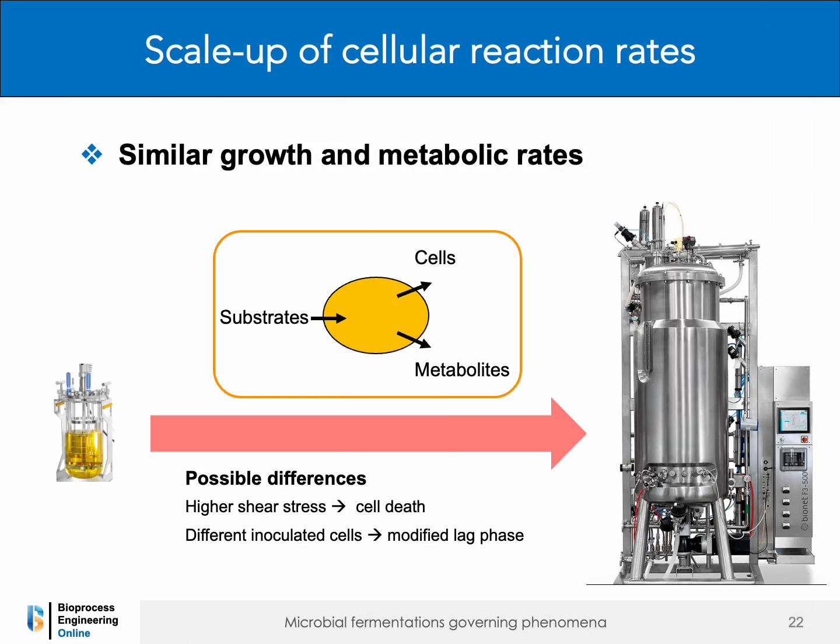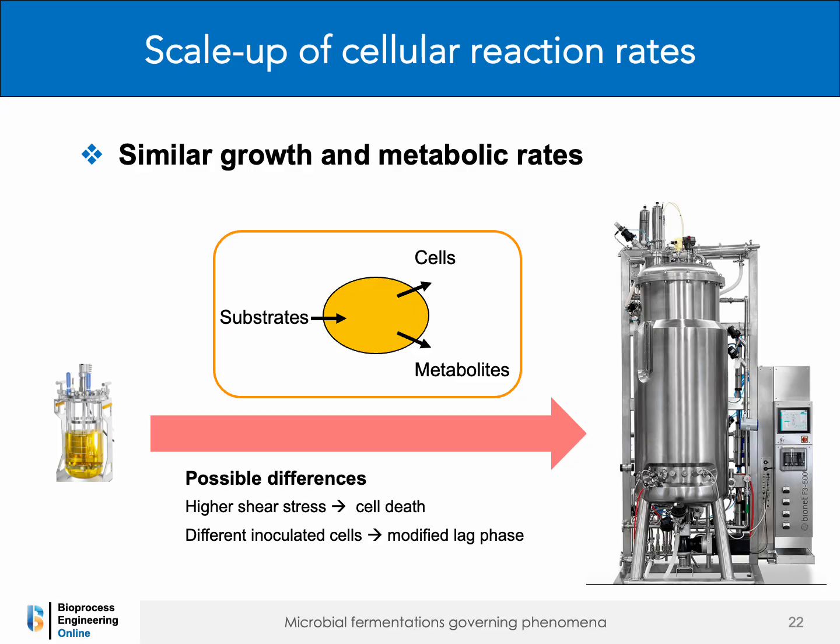How are cellular reaction governing phenomena scaled up? Among the different phenomena influencing microbial fermentation, cellular activities are typically the most directly transposable from small to large scale. This is because cells respond primarily to their immediate microenvironment, the local concentrations of nutrients, metabolites, and dissolved gases, rather than to the total culture volume.